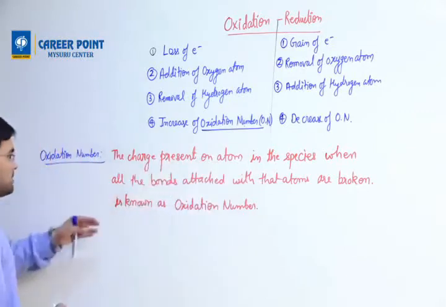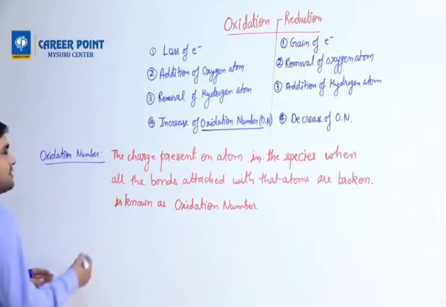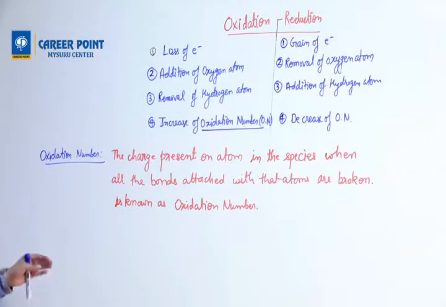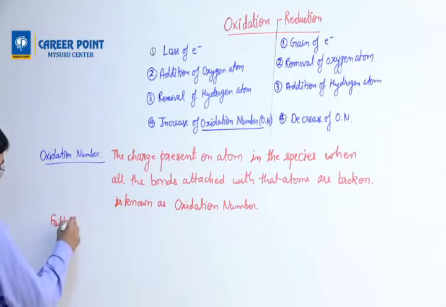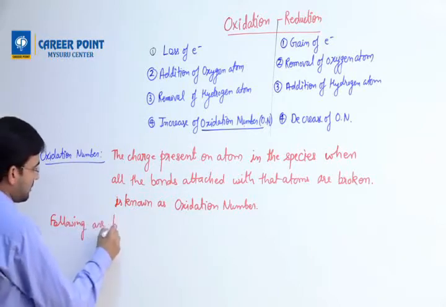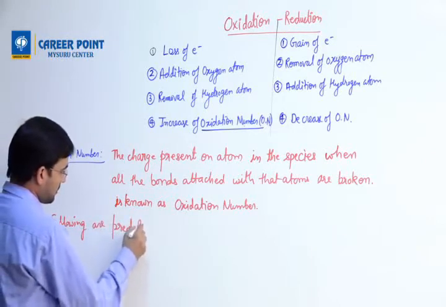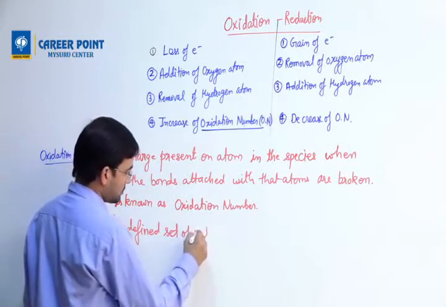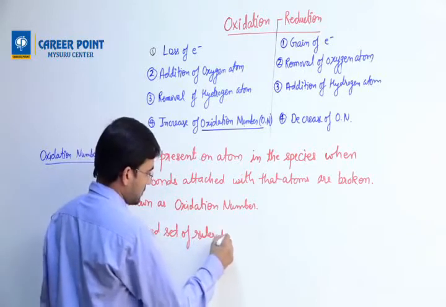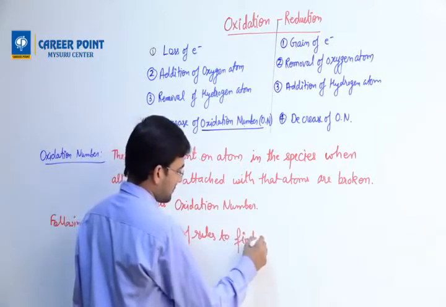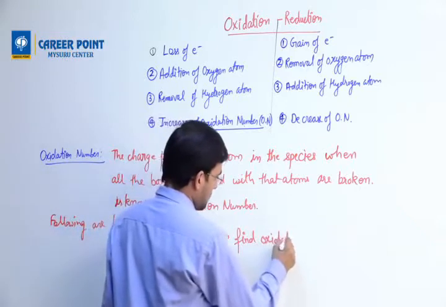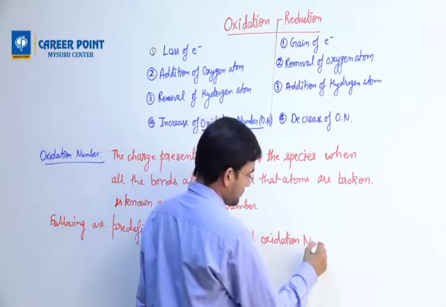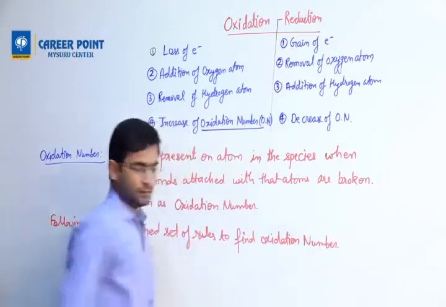For this we have certain rules. With the help of those rules, we are going to find the oxidation number. So the following are a predefined set of rules to find oxidation number.